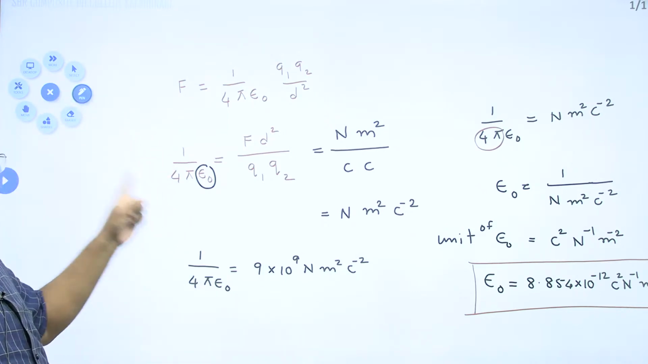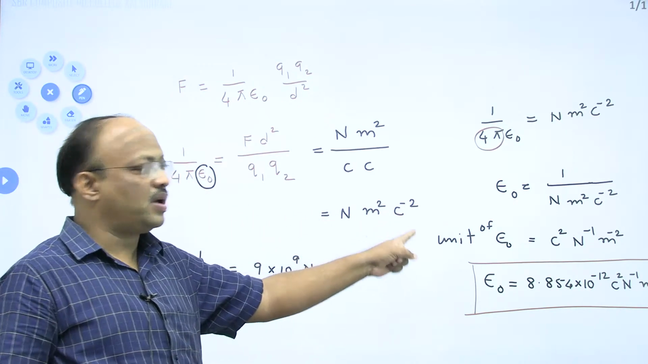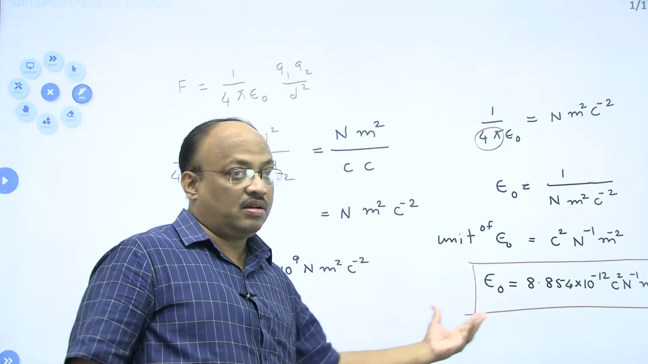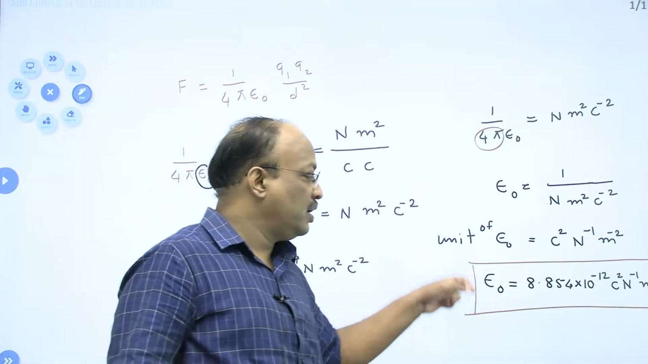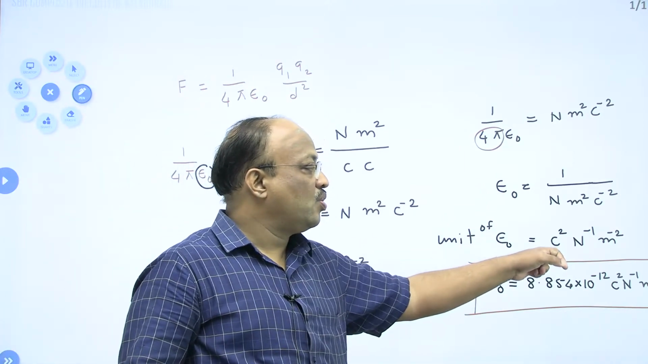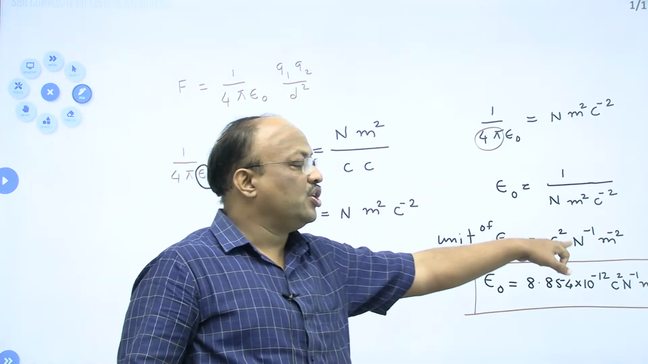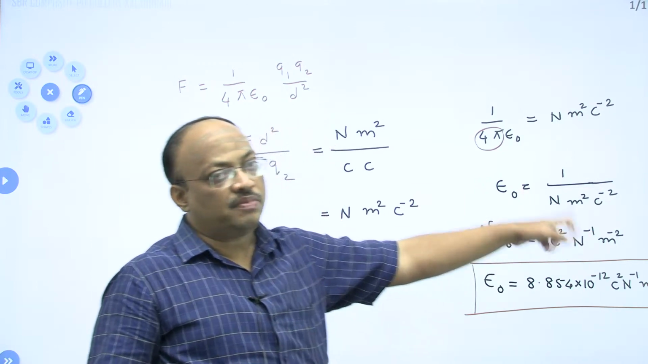So the unit of 1 by 4 pi epsilon naught is Newton meter square per Coulomb square. So the permittivity unit is Coulomb square per Newton per meter square, exactly the inverse of this.